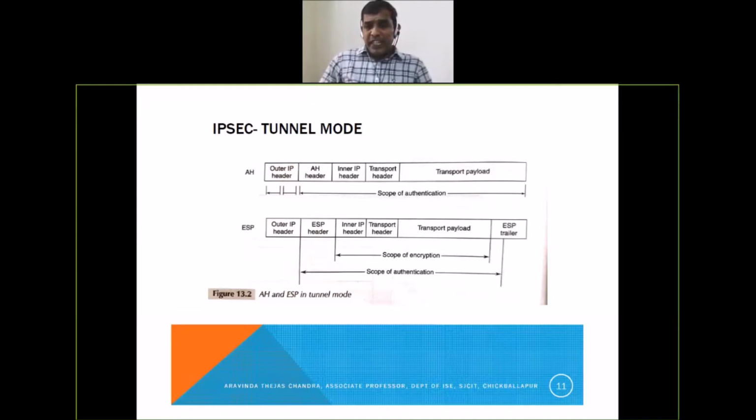You are supposed to know the placement of the headers and trailers, whether AH header or ESP header and trailer, in tunnel mode and transport mode. That will make you clear actually the difference between the tunnel mode and the transport mode.